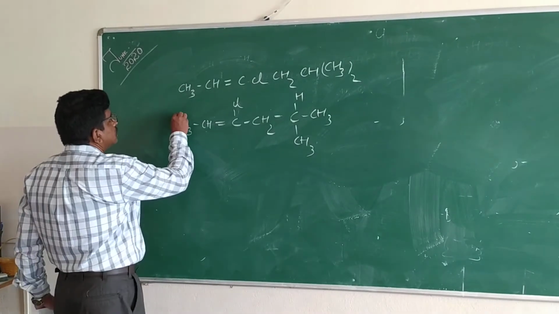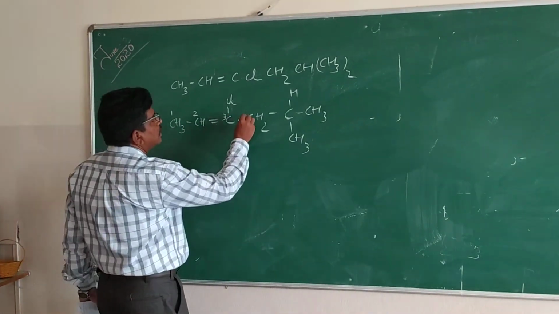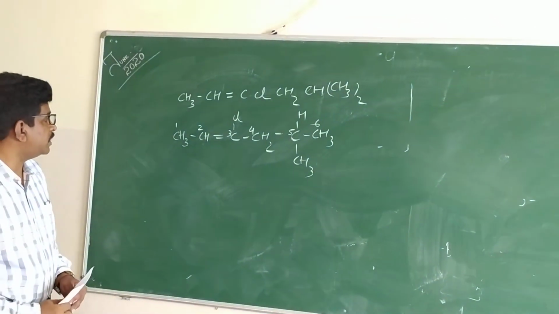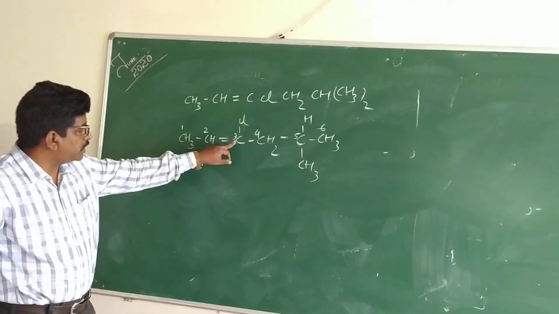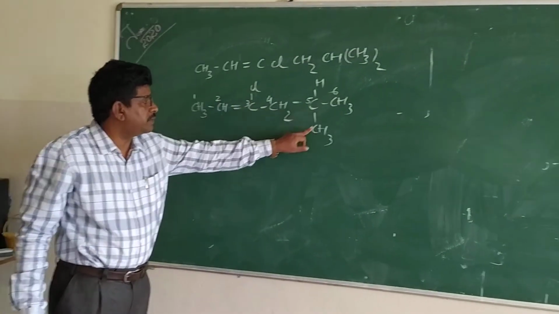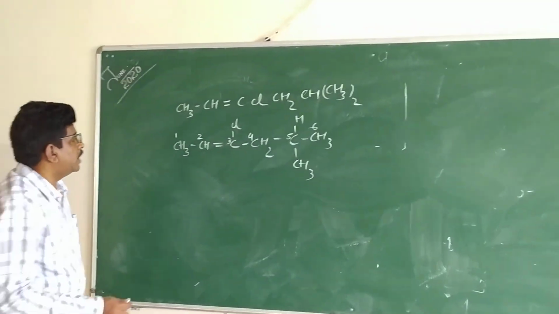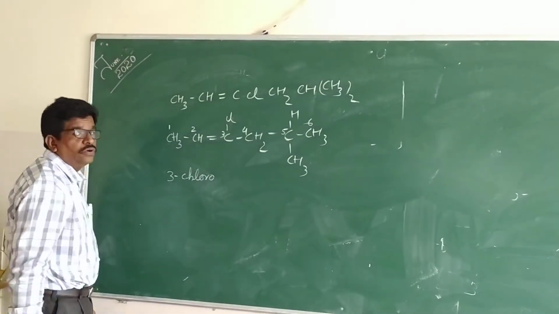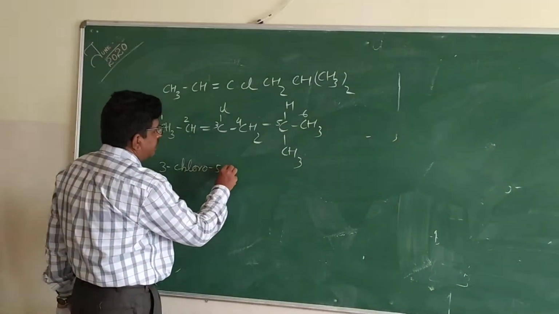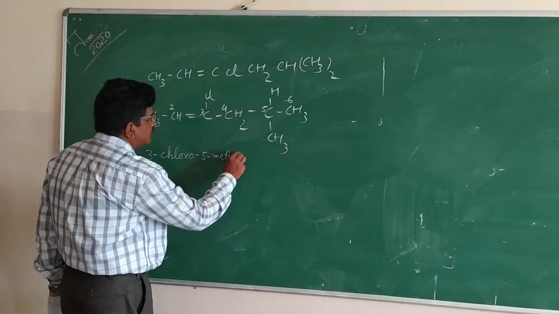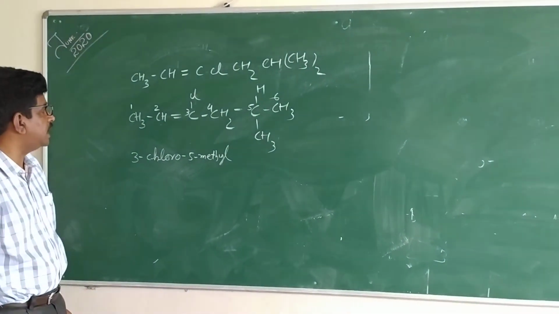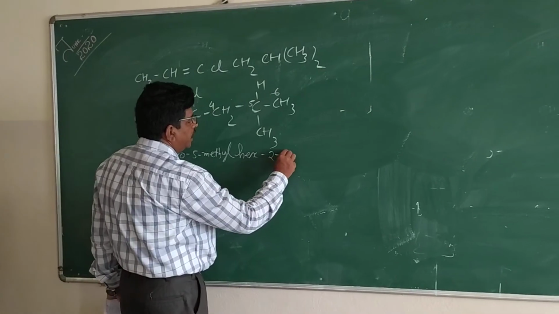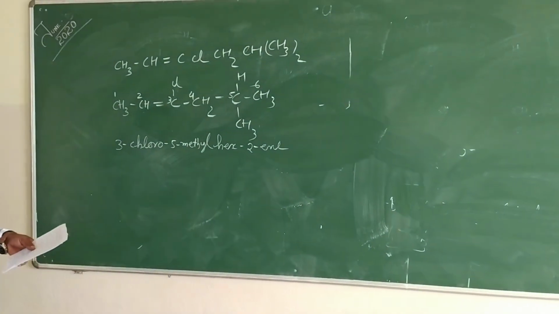So 1, 2, 3, 4, 5, 6. The second carbon atom contains the double bond, third carbon atom contains the halogen, and the fifth carbon atom contains methyl group. So halogen first, 3 chloro, 5 methyl, and parent compound is hexene, double bond is in the second carbon atom, so hex-2-ene, hex-2-ene.